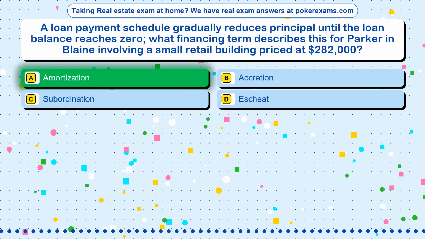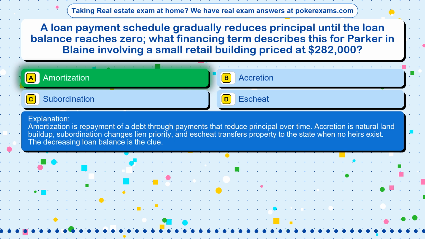The correct answer is option A. Amortization. Amortization is repayment of a debt through payments that reduce principal over time. Accretion is natural land buildup, subordination changes lien priority, and escheat transfers property to the state when no heirs exist. The decreasing loan balance is the clue.